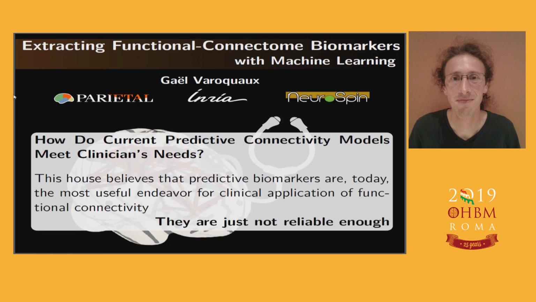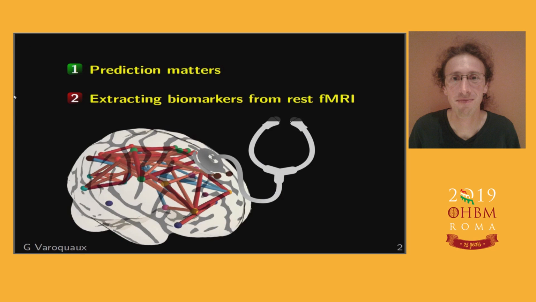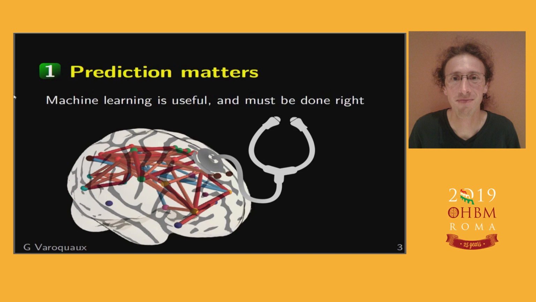So my presentation will have two aspects. In the first part, I'd like to stress my point that prediction really matters. And then the second part, I'd like to show you how we do it these days and what are our conclusions on the best ways of doing it. And so the point I'll try to drive through during the first part is that machine learning is useful and that it must be done right.